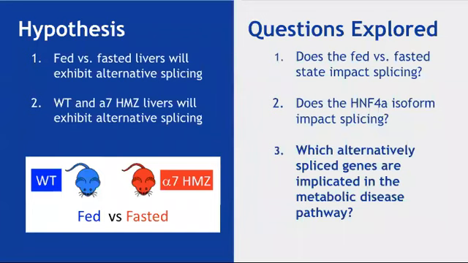Okay, so next I'm going to go into my hypothesis and the questions that I've explored for this research project. Some of the questions are, does the mice being in a fed versus fasted state impact splicing events? As well as, does the type of HNF4 alpha isoform impact splicing? And then primarily I'm trying to identify which alternatively spliced genes are implicated in the metabolic disease pathway. So my hypothesis is that fed and fasted livers will exhibit alternative splicing, and that wild type and alpha 7 homozygous livers will also exhibit alternative splicing.